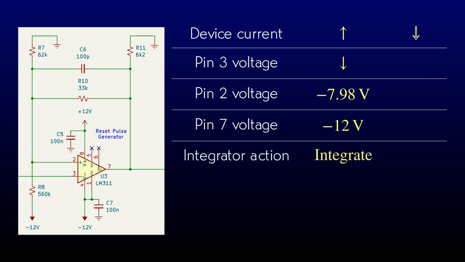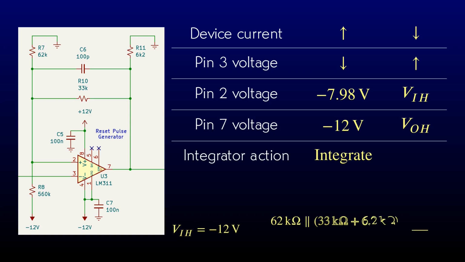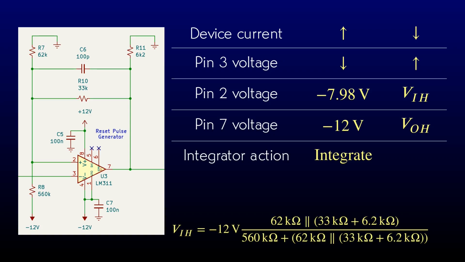When the device current is falling, the voltage on pin 3 is rising. The voltage on pin 2 will be the upper trigger point. The pin 3 voltage will be less, that is, more negative, than the trigger point. The comparator output will be an open circuit. We can still analyze by working through the resistor currents. Once again, I'll do it on autopilot.